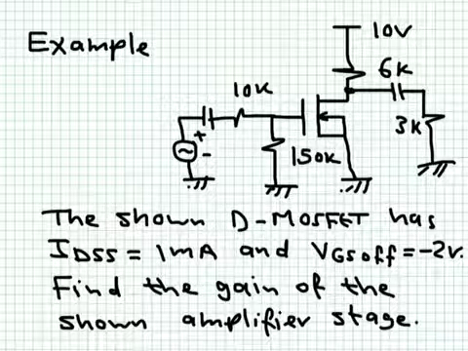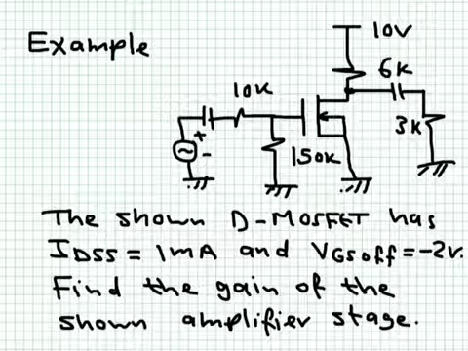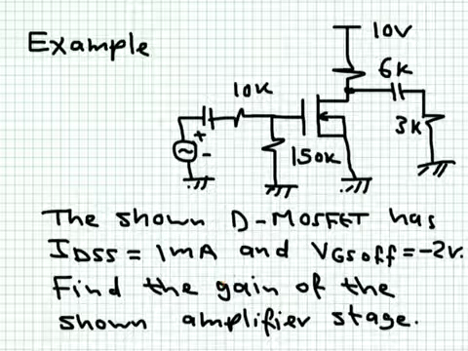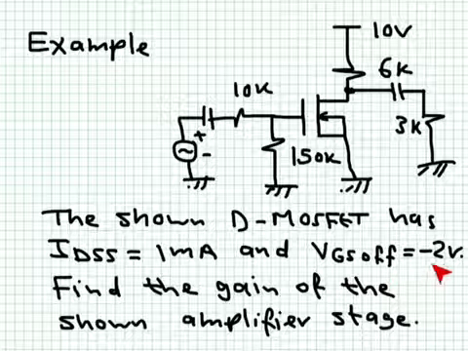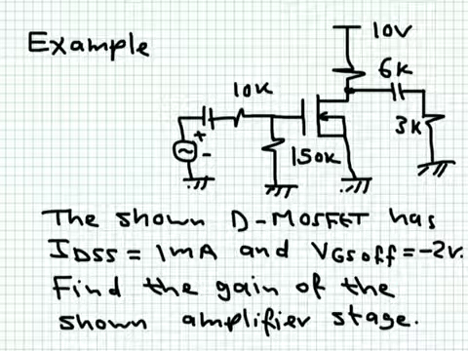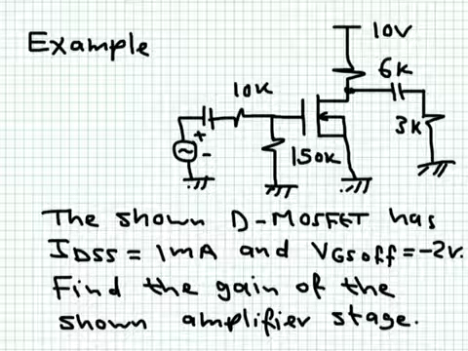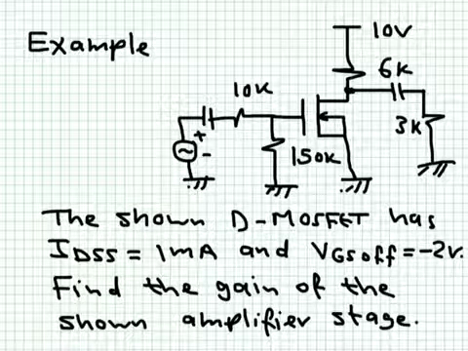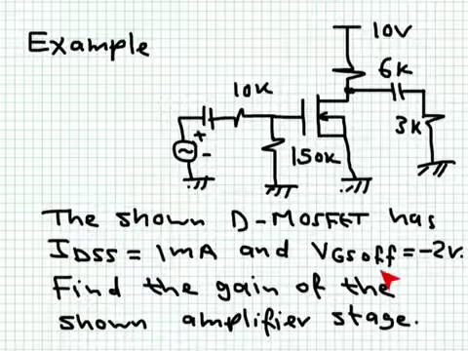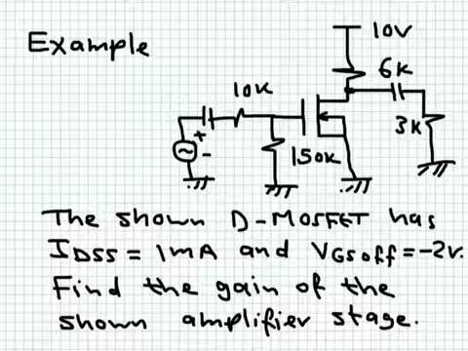We know for this MOSFET, which is a depletion type, that IDSS is 1 milliampere and VGS off is equal to minus 2 volts. If you recall, I mentioned in a previous lecture that for depletion type MOSFETs, we use the same notation we use for JFETs. So we talk about IDSS and VGS off. We would like to determine the gain of this amplifier stage.